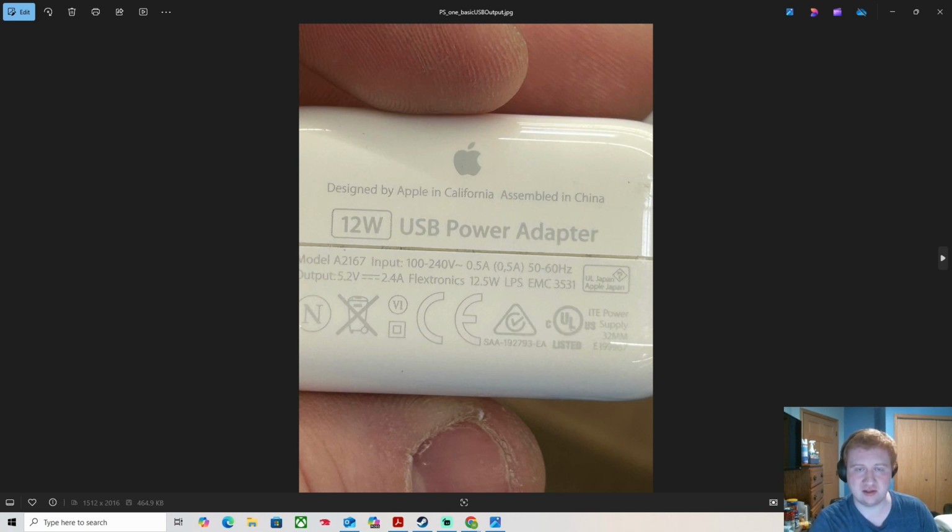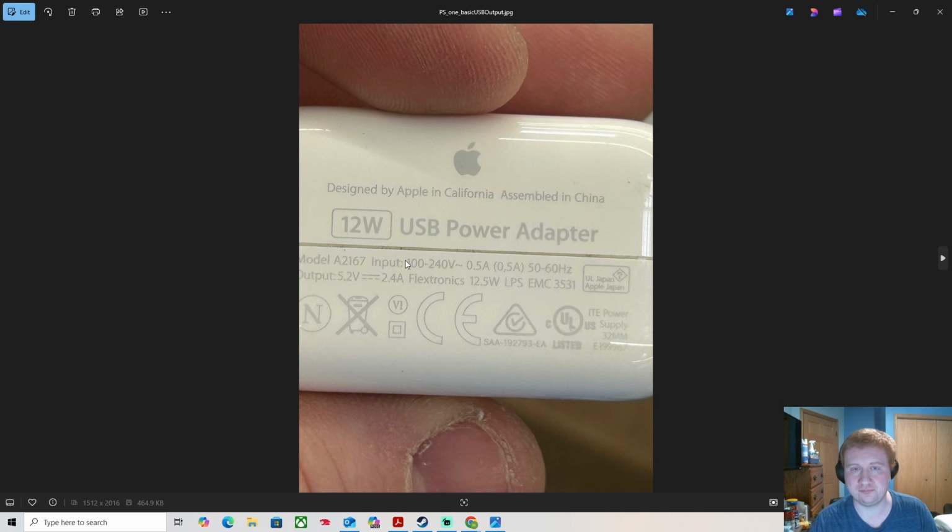But this number right here is the output wattage, because if you take 5.2 times 2.4, you'll get 12 basically. Let me just verify that here. 12.48, so 12.5 watts technically, and as you can actually see it right here, 12.5, but the nameplate is 12 because it's just easier to say it's 12.